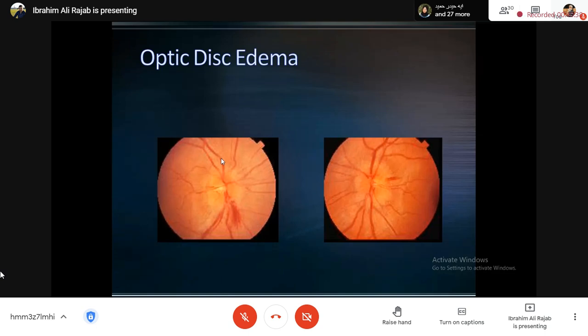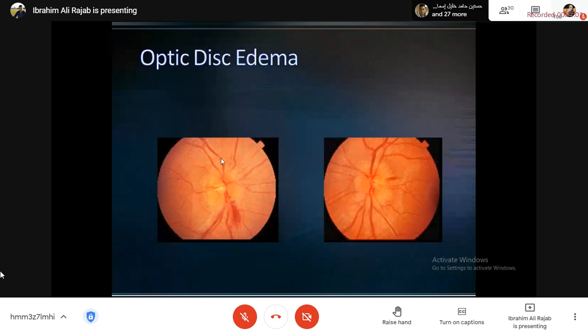Another sign of optic disc swelling is engorged blood vessels, not so clear here. And the fourth sign is the central cup, the central depression of the optic disc, which is called the physiological cup, is so small or it is obliterated.